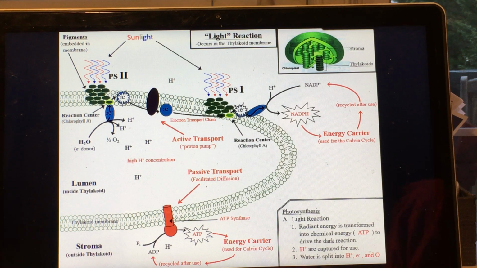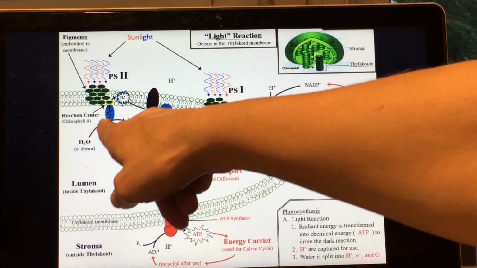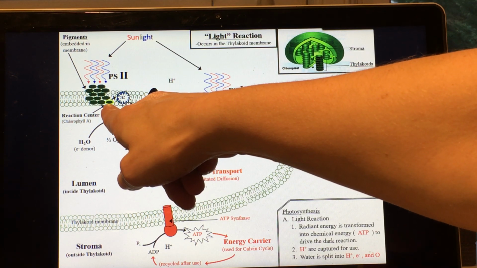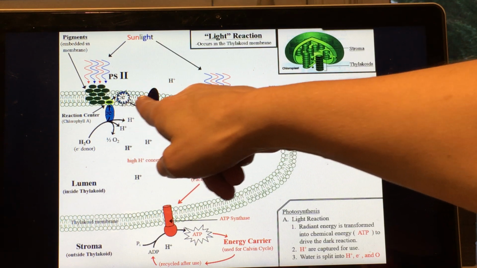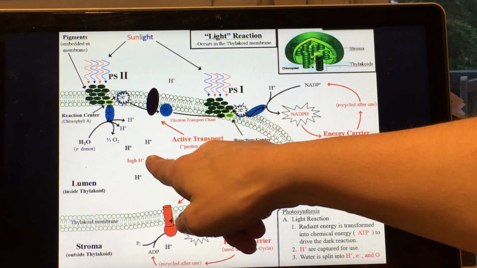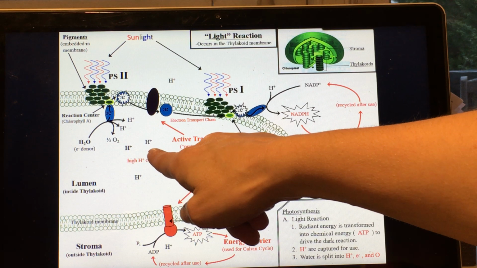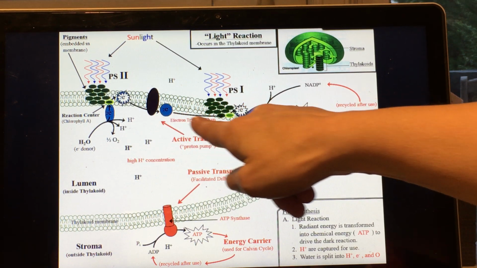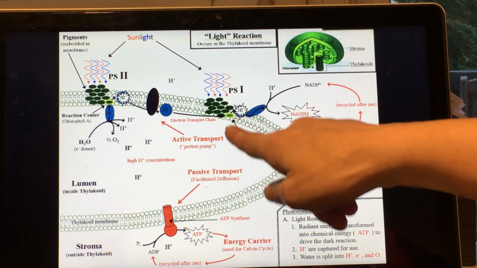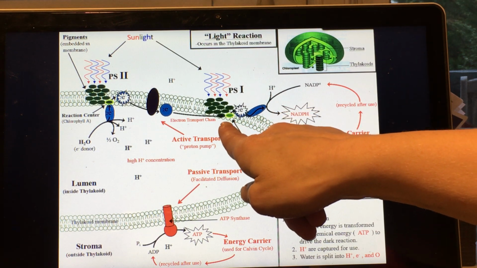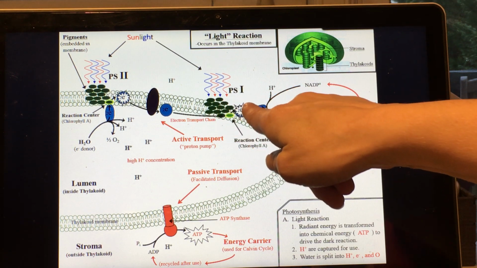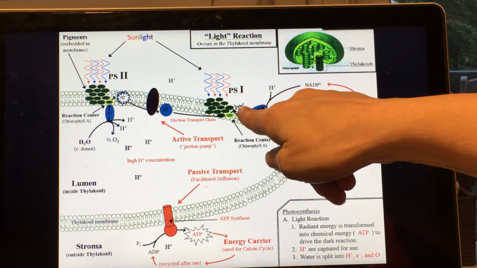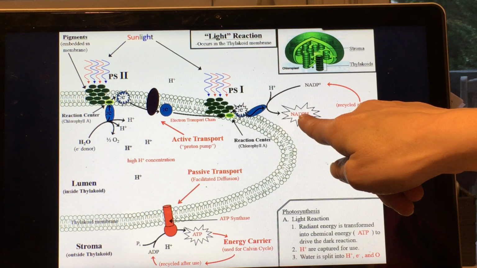So if you follow electrons through their whole history, they originally come from water, replace the electrons lost from the chlorophyll A molecule in the reaction center in photosystem 2, have extra energy, which is used to pump hydrogen ions against the concentration gradient into the lumen. Then those electrons replace the electrons lost from the chlorophyll A molecule in the reaction center in photosystem 1, and then they get energized again. The energy that's picked up from photosystem 1 is used to produce NADPH.